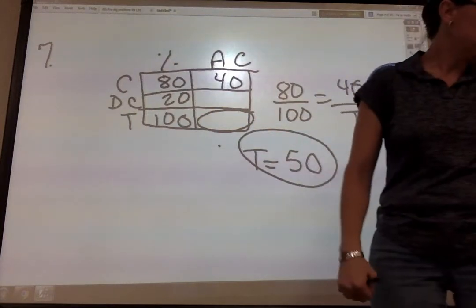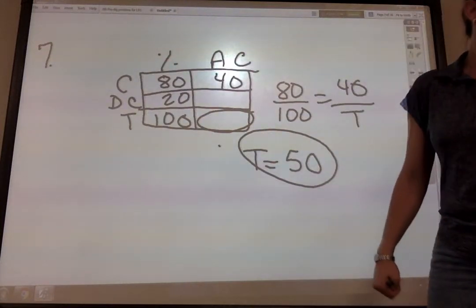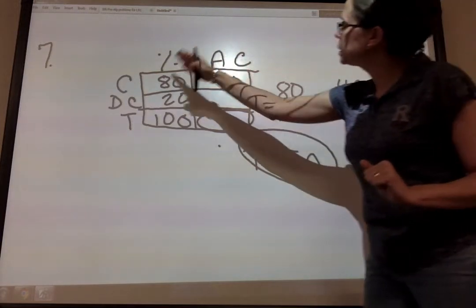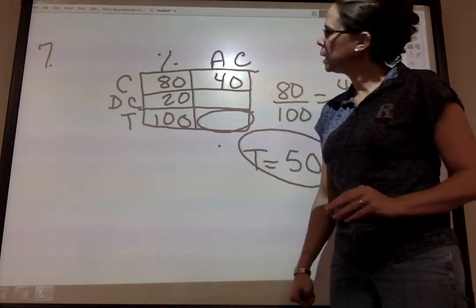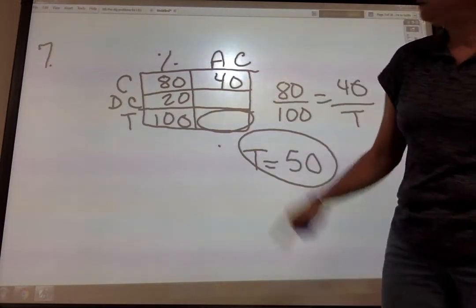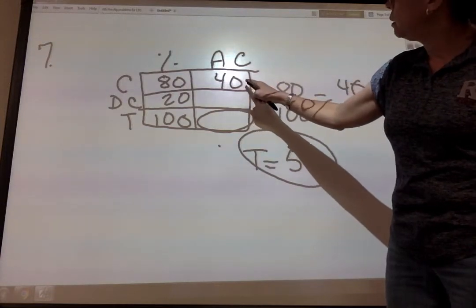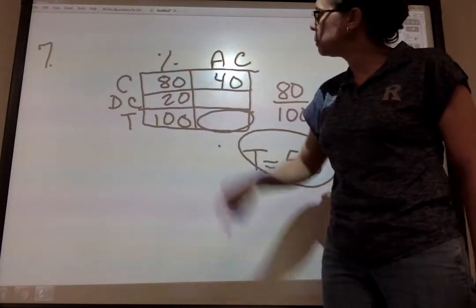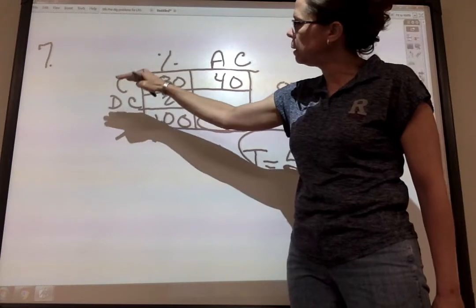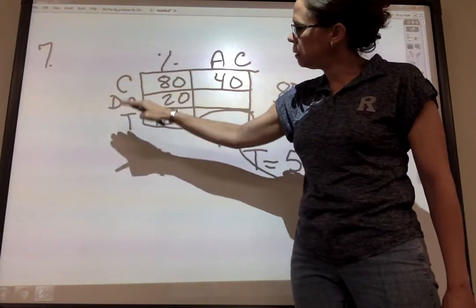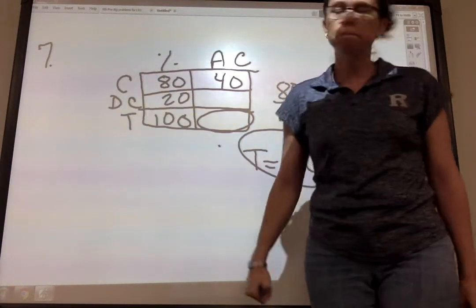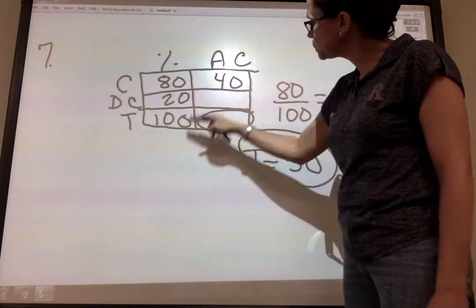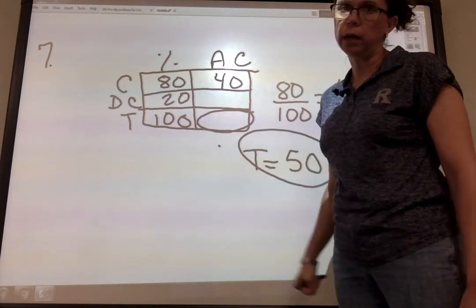Number 7 was our next one. This was one of our percent and actual problems. Okay, so it said that 40 people came to the party. That was 80% of the people that were invited. So my categories, I said people that came, some didn't come, and then I had the total. Okay, so it asked me what was the total number of people that were invited.